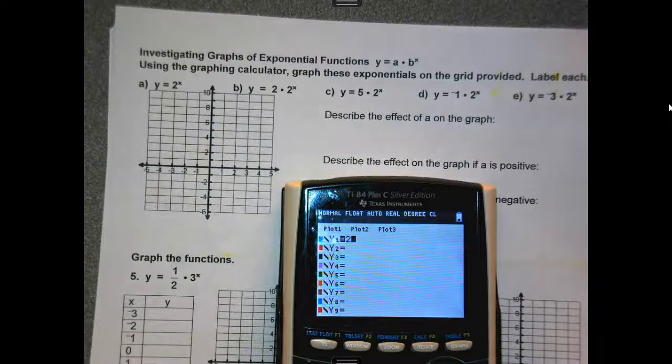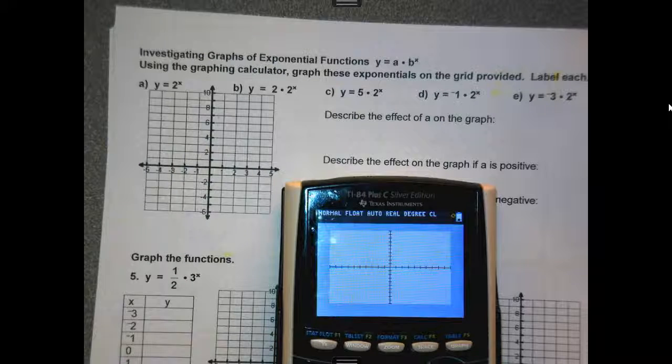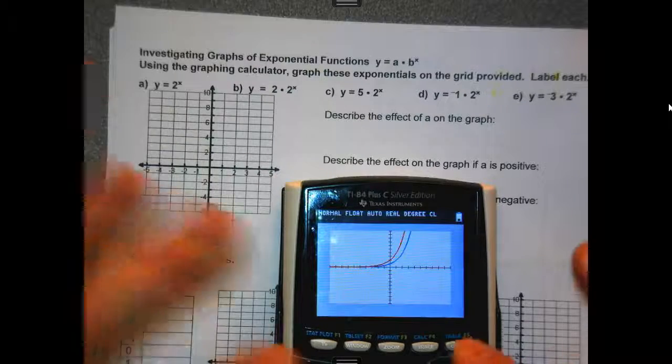Okay, 2 raised to the x, 2 times 2 raised to the x. I'm going to graph these two just to see what they look like. See what's happening when my whole number is getting bigger? Actually, it's making it skinnier, right? Stretching, yes.